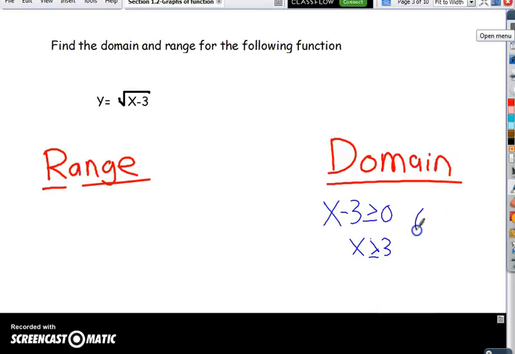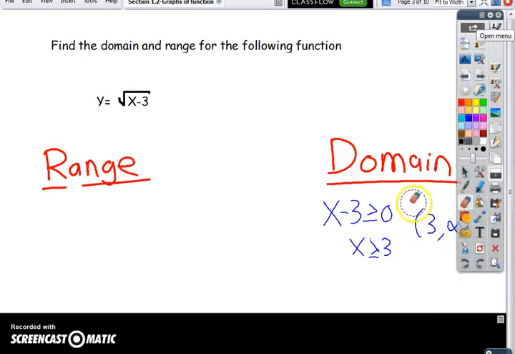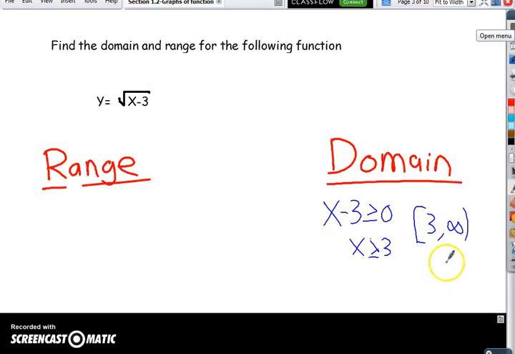Now you can use set builder notation. Now, should this be right there like that? No. Why are these different? Because it can include 3, therefore I do a bracket. Then why is this not a bracket? Because it's infinity, we can never really get there.